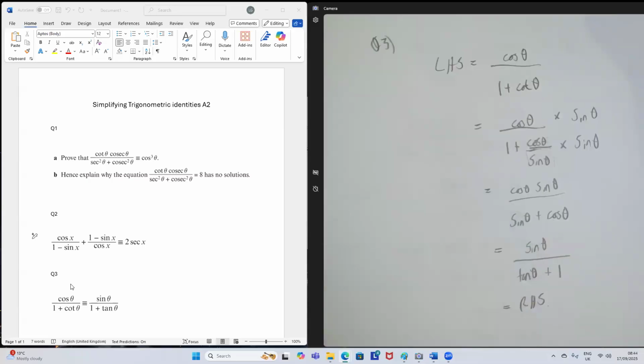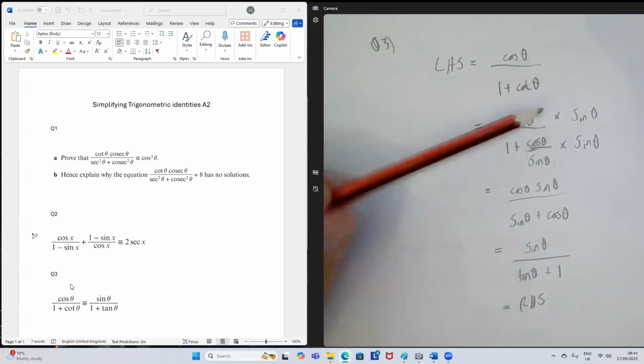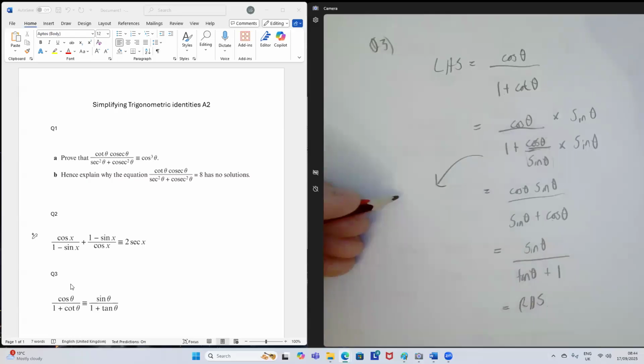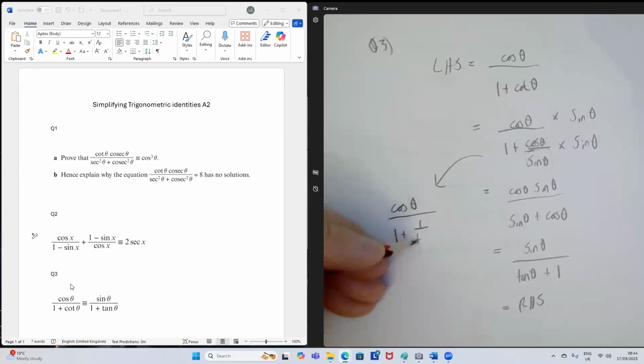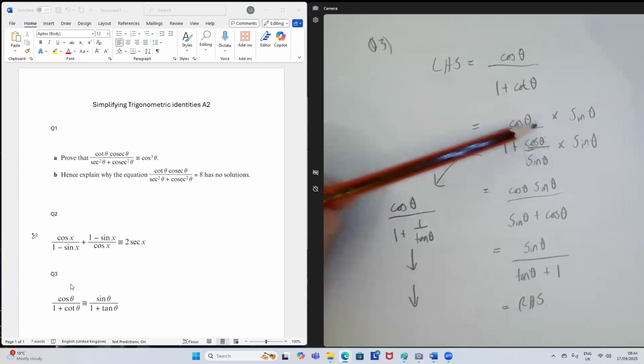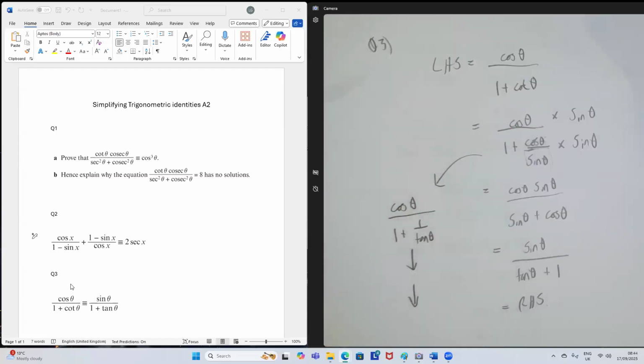Now, another point that's worth mentioning is that in these trig identities, there's lots of ways that you can do it. I chose to do it that way. An alternative approach for this particular one is I could have thought of this as cos theta over 1 add 1 over tan theta. And I could have carried on there and proceeded down that way and got to the answer as well. But I just chose to do it this way. There's very often multiple correct ways to do this.